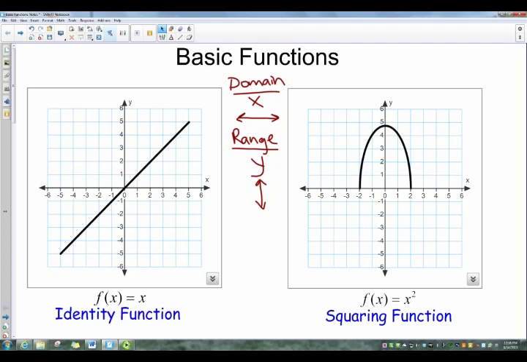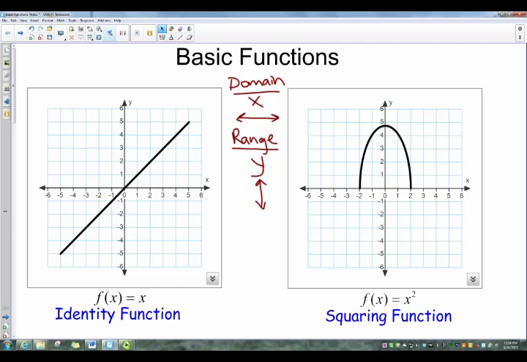So if you look at this first one, this is a line. If this graph continued on forever, how far to the right and how far to the left would this go? Well, it would always be moving right, it would always be moving left. So every number is in that domain, you'd say it's all real numbers. Okay, the range, same idea. It's always going up, it's always going down. It would be all real numbers. Okay, so the domain is the x, the range is the y.